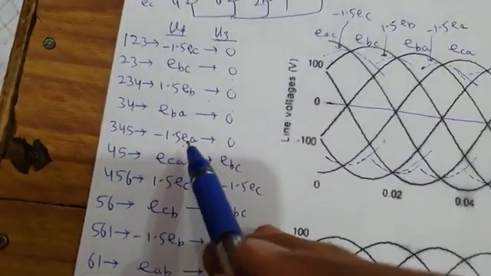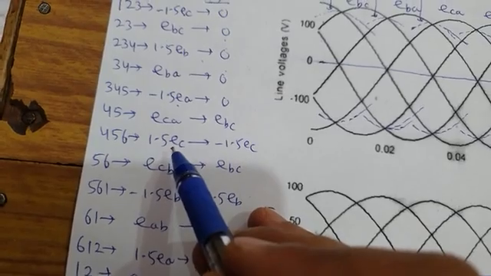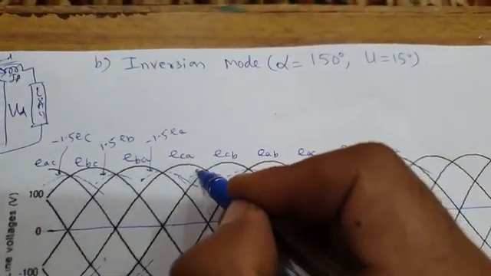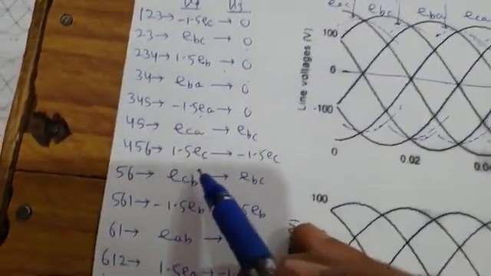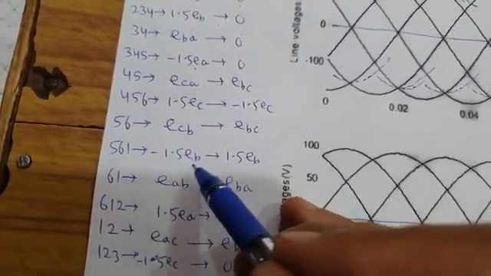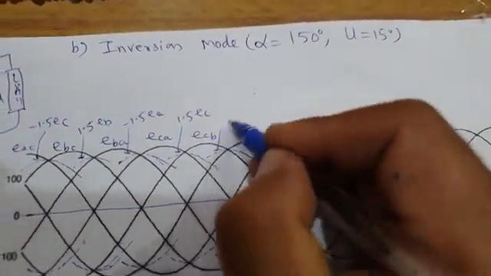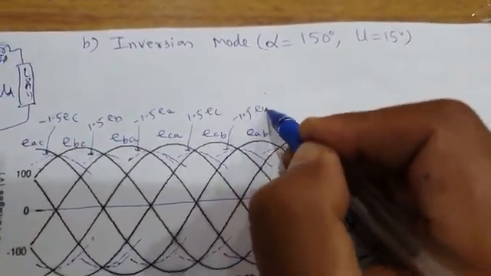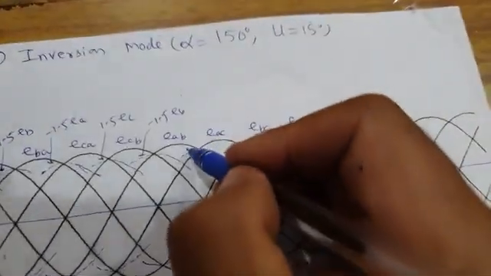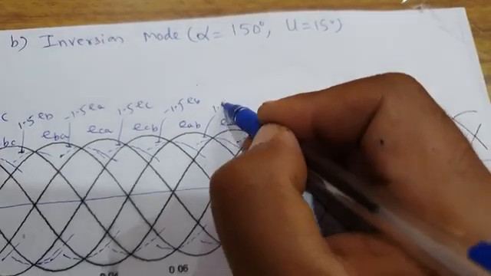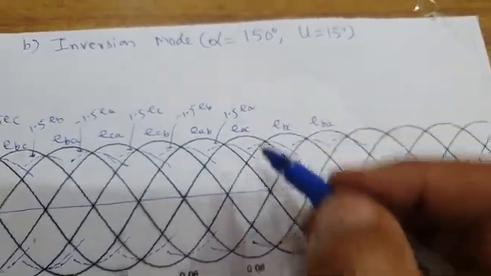What is the next voltage? My next voltage is plus 1.5 EC. My next voltage is, I am here now, minus 1.5 EB. And my next voltage is plus 1.5 EA. So these are my different voltages.